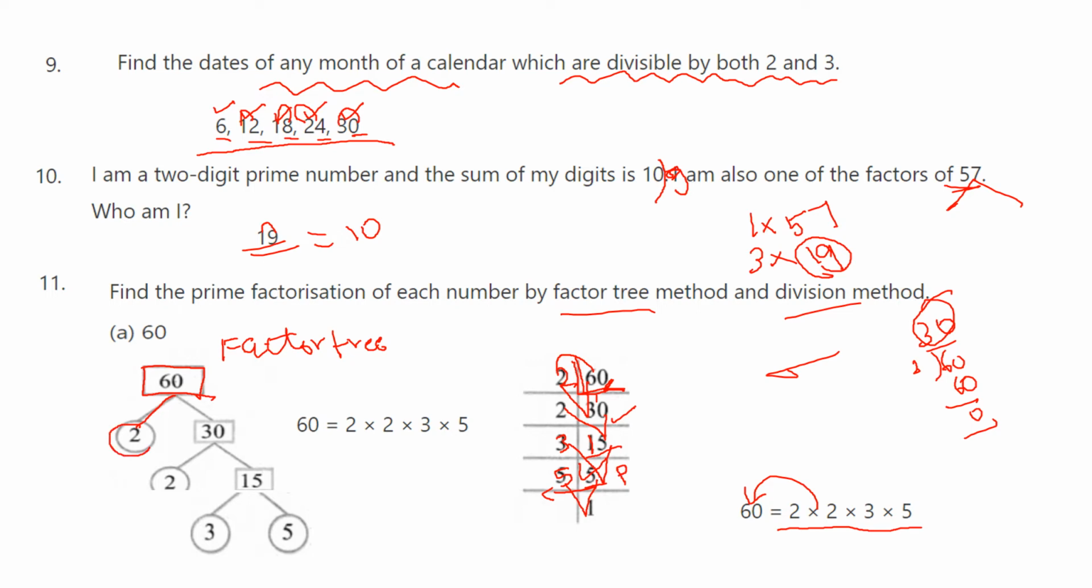So here 60 means 2 30s are 60. 2 we can't divide further, so we put it in a circle. 30 we can divide further, so put it in a rectangle. 30 again, you multiply 2 15s are 30. Here put it in a circle. And 15 also you can further factorize. 3 5s are 15. So what are the factors? 2 into 2 into 3 into 5 is the factor of 60.